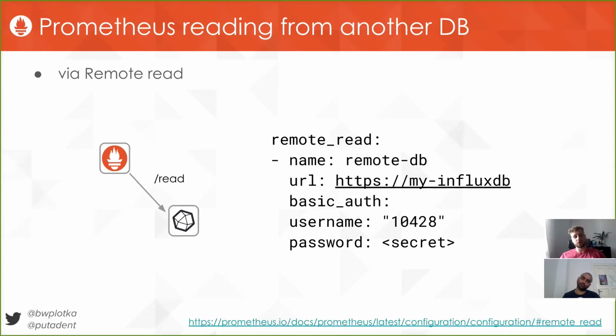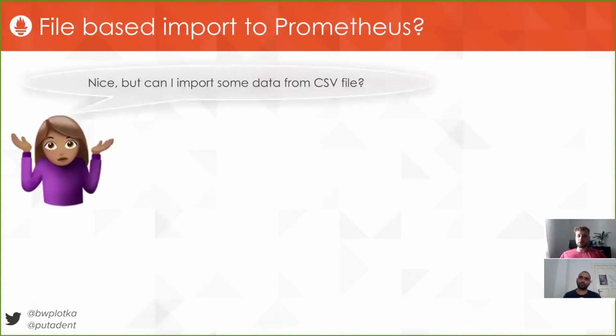So you can configure your Prometheus to read from the external system, for example, InfluxDB. So every time you query something, it will go to that system. But this is not really backfilling, right? Because backfilling means that you want to import data into your Prometheus storage directly to persist that and use it for the future. So how do I do this?